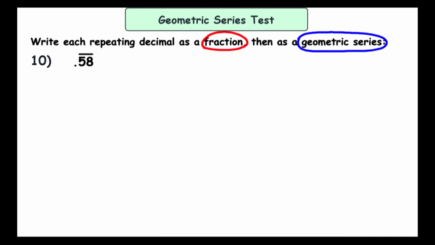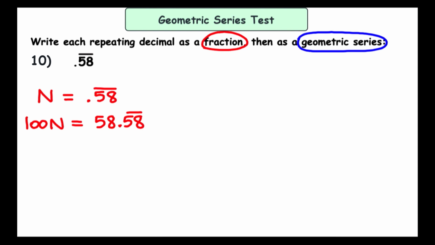Here's how I do it. I'm going to start out by just naming it something. I'm going to call this thing n. N will be 0.58585858 repeating. Well, if that's n, what would 100n look like? And the answer is you move the decimal point over 2 places and you get 58.585858 repeating.